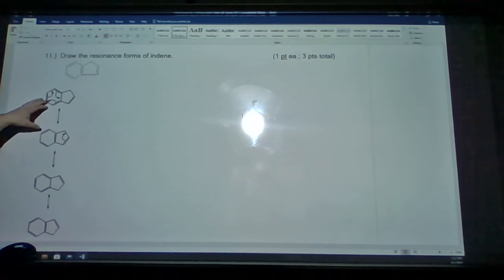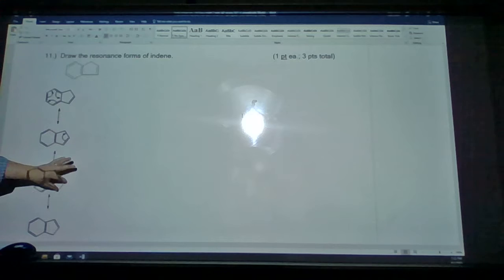One involves the aromatic double bonds being in this position. One involves the other double bonds being in this position. This and this are identical. The other resonance structure involves the double bond flipping from there to there.